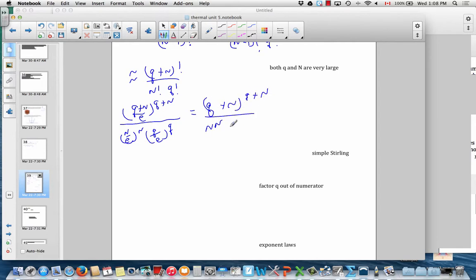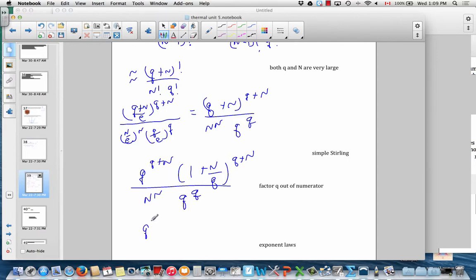So I get down to this using the simple Stirling approximation. I'm now going to factor a q out of both of these terms, so it'll be q to the q plus n. I'll be left with 1 plus n over q, still to the q plus n power. Now the q to the q will cancel this out, just leaving q to the n. So I've got q to the n over n to the n.